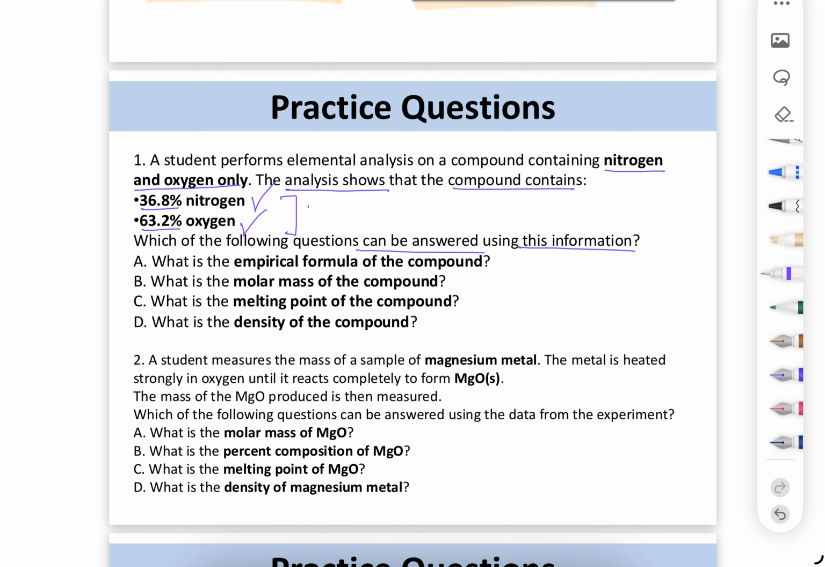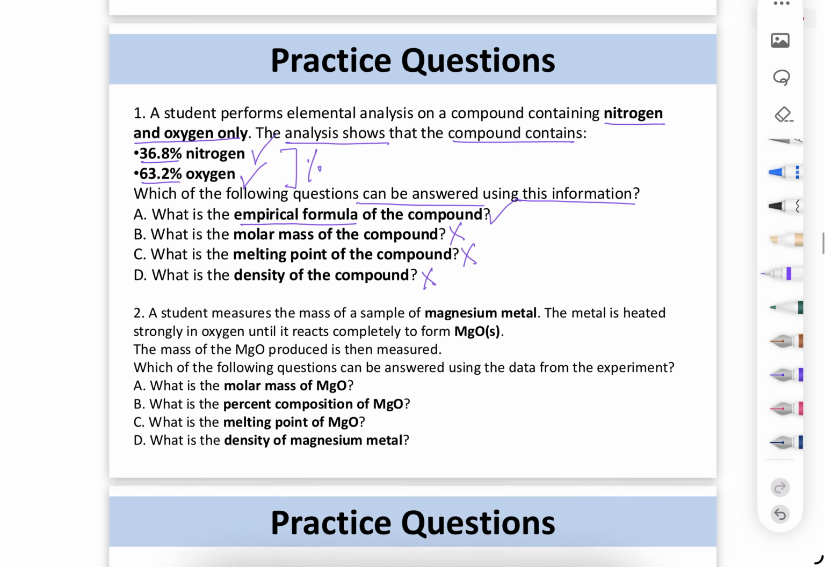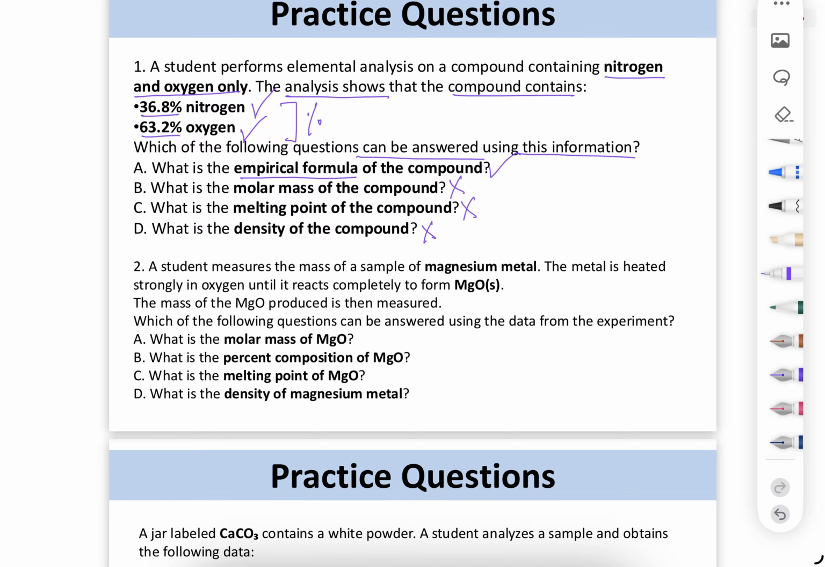So you have the percentage of the compound. Relate: what is the empirical formula? Yes, not the molar mass, not the melting point, not the density, because we have done it. So just what you have learned, try to connect. When you make connections, it's logical thinking.